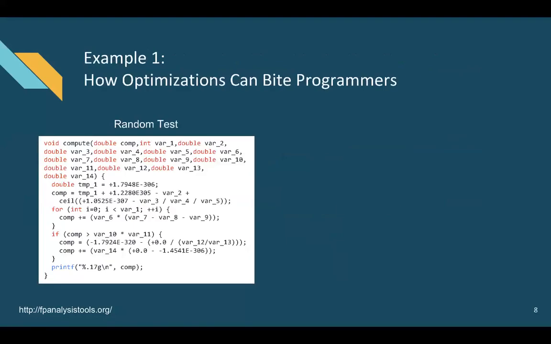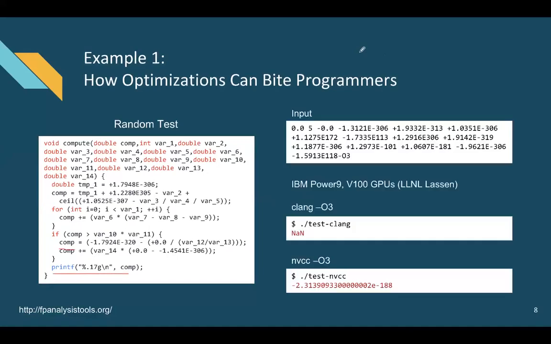So here's an example of a random test. It's a random kernel that this tool found. You don't really have to understand the test here. What you have to see is that this is a function that was randomly generated, and we compute a variable comp, or a computation comp, and then we print the value of that at the end of the kernel using 17 digits. And so in this particular case, the tool tries several random tests and several inputs.